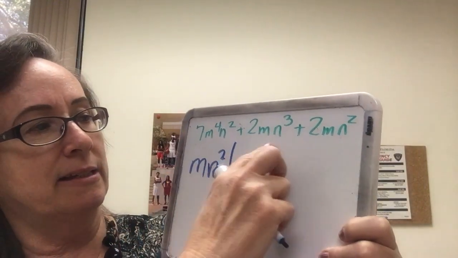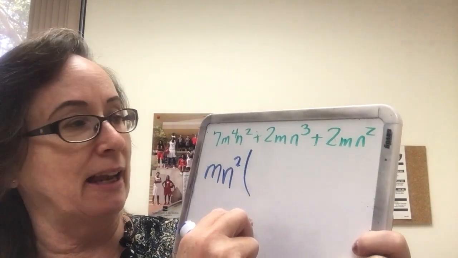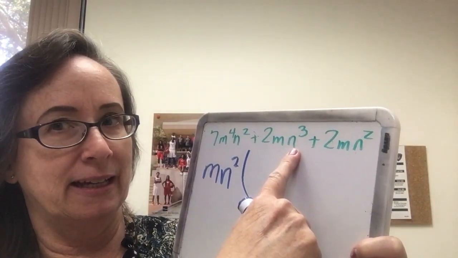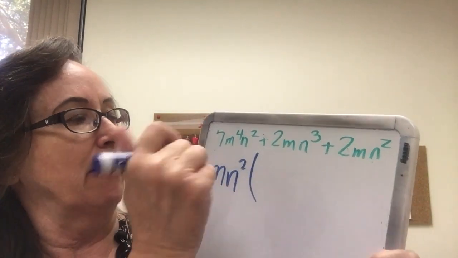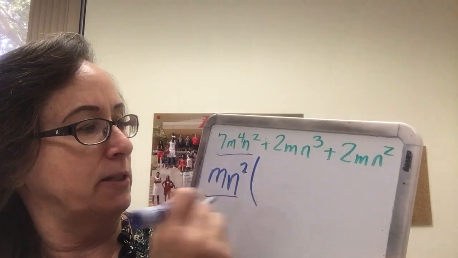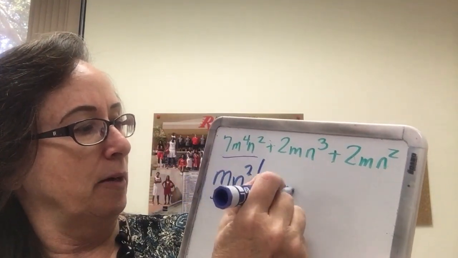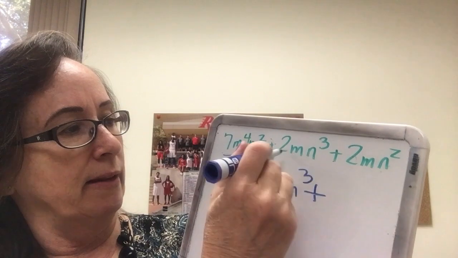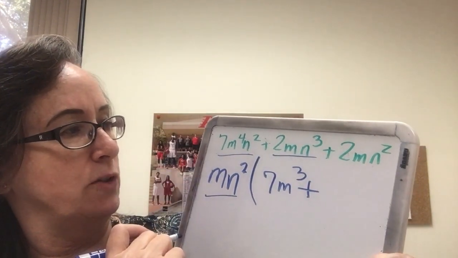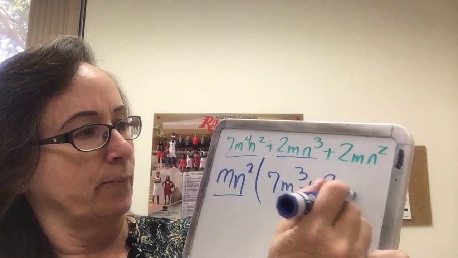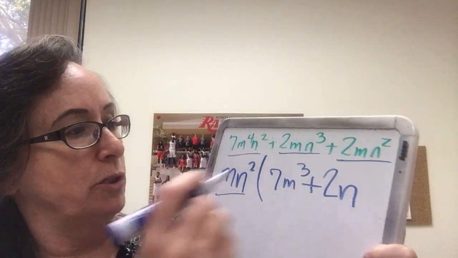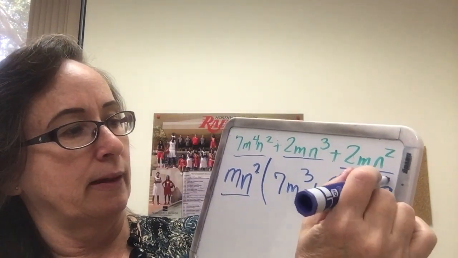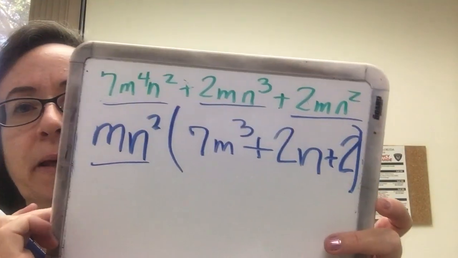Okay, and notice that these two are so very close together, but they are not like terms, because one has 3 n's multiplied together and one only has 2 n's multiplied together. So now I'm going to take the first term and divide it by this term to get 7m cubed. And then this one divided by this one is going to give me 2n. And then this one divided by this one is going to give me just a 2. And that would be our factored answer.